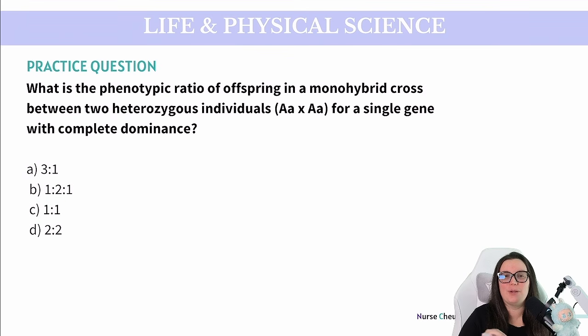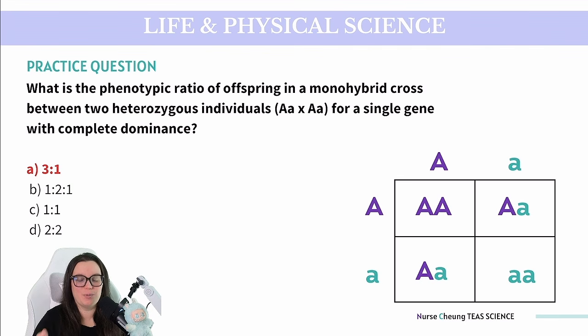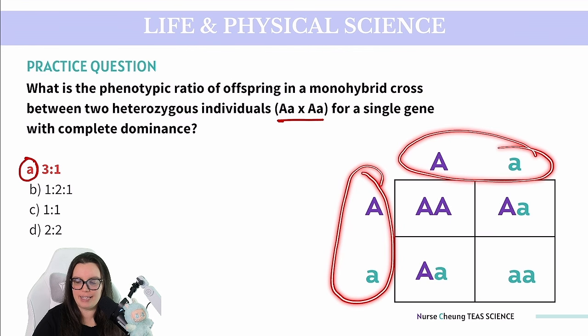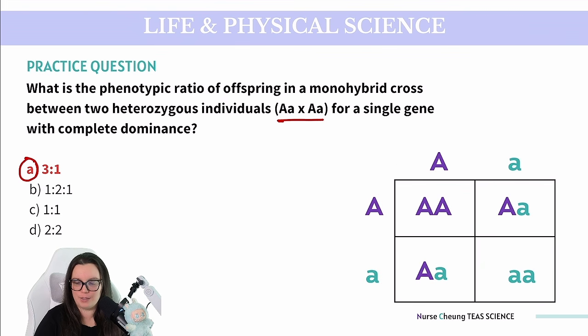What is the phenotypic ratio of offspring in a monohybrid cross between two heterozygous individuals for a single gene with complete dominance? Is it 3-to-1, 1-to-2-to-1, 1-to-1, or 2-to-2? And you guessed it, the correct answer is going to be A, 3-to-1. So what is this specifically asking? We know that we have two heterozygous individuals, which is why we have our two heterozygous parents on each side of our Punnett square. And we're looking for a single trait with complete dominance, meaning that the trait has to have a capital A in order for it to be dominant.